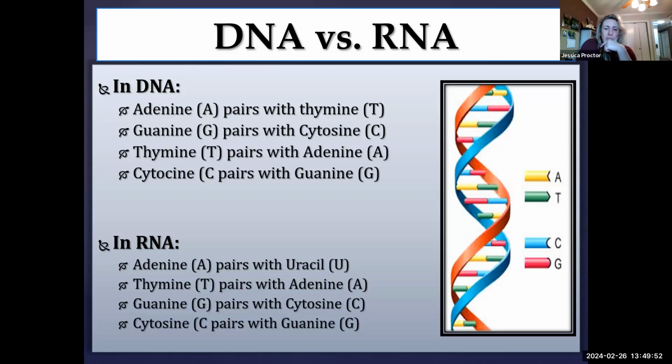Now, the only difference when we're talking RNA is adenine is now going to pair with a new nitrogen base called uracil. And that'll be important once we get the messenger RNA and the transfer RNA involved. Okay, this will make more sense here in a moment. But in DNA, adenine always pairs with thymine, guanine always pairs with cytosine, thymine always pairs with adenine, and cytosine always pairs with guanine. The only difference in RNA is adenine will now pair with a new nitrogen base called uracil.